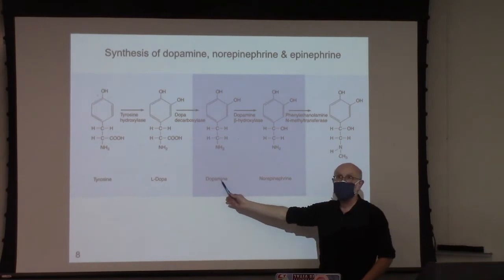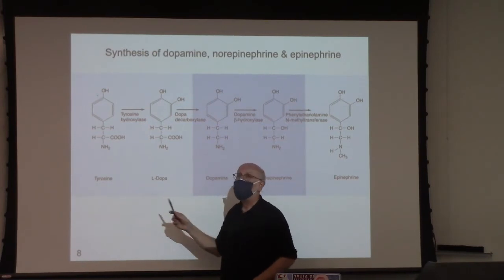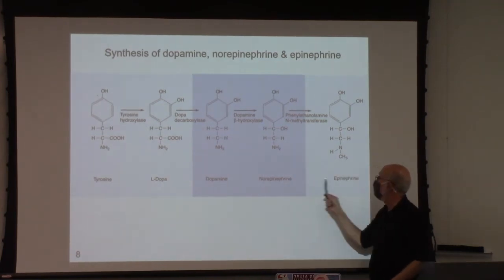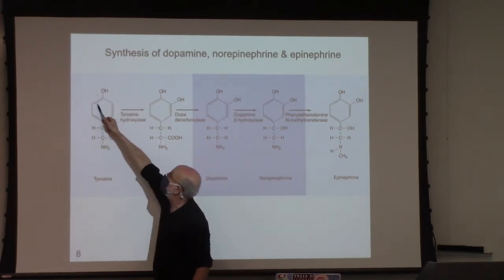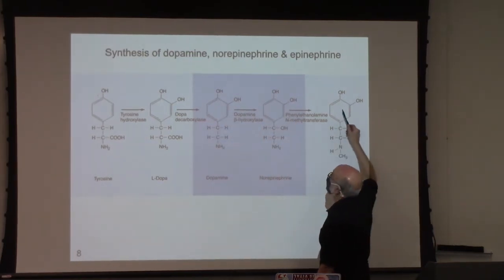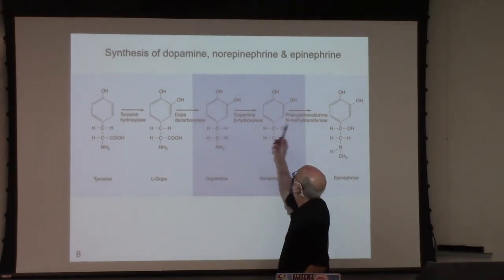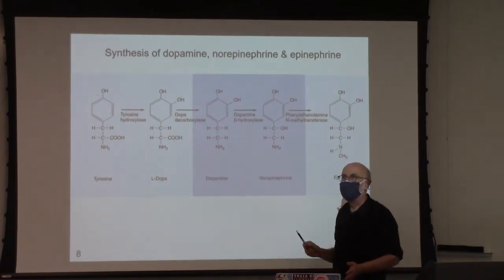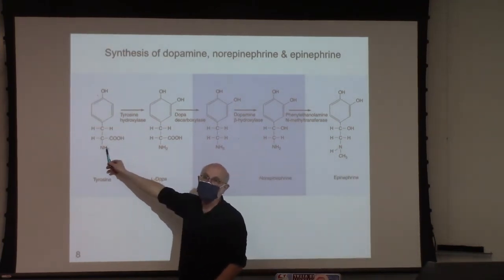Dopamine is a derivative of tyrosine. In fact, all of the catecholamines, dopamine, norepinephrine, and epinephrine, are all derivatives of the amino acid tyrosine, because there's the ring, and there's the catechol. I do not want you to memorize the names of the enzymes that do this synthesis. I do not want you to memorize the order. I just want you to know that all of these catecholamines are derivatives of tyrosine.